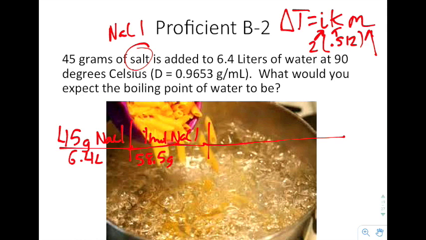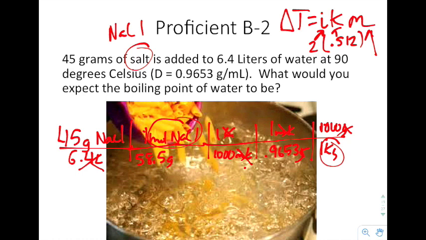So what you would do is you would say 1 liter is 1,000 mL. And now you can use the density. The density would be 1 mL is 0.9653 grams. Once you've done that, you can say there are 1,000 grams in 1 kilogram, and that's for our particular solvent. Now we've converted, so if you look, we went from liters to mL, mL to grams, grams to kilograms, and now I'm in moles per kilogram, which is exactly what I need for molality.